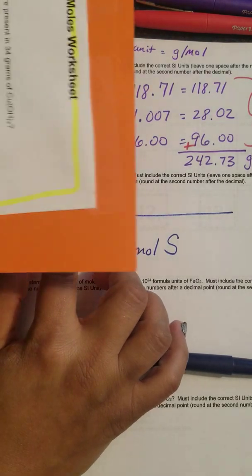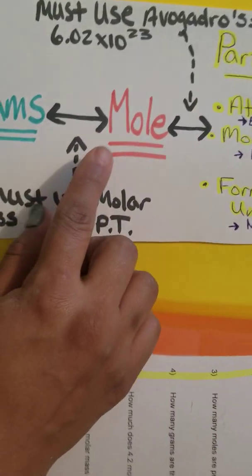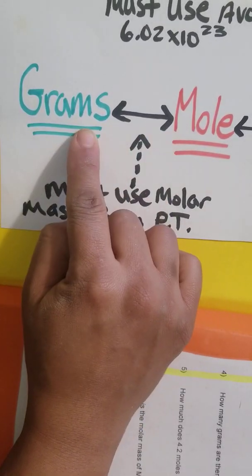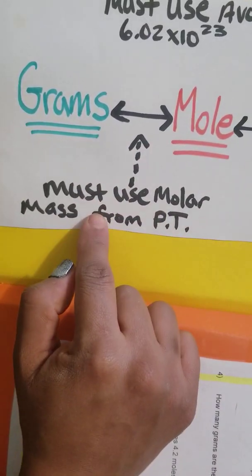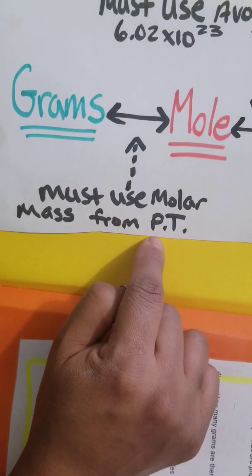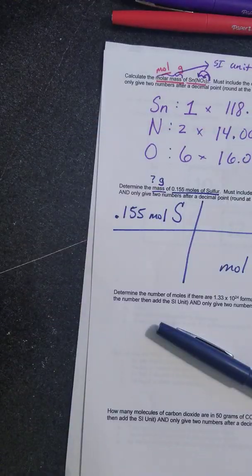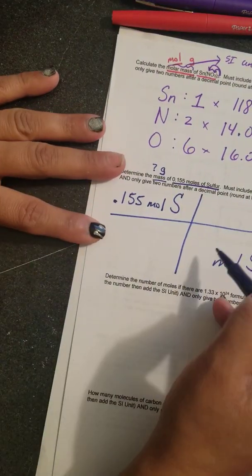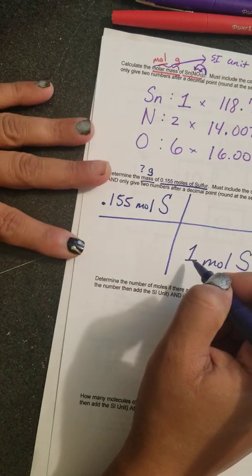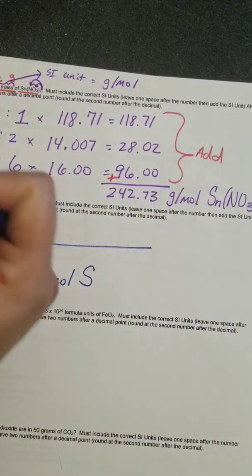I'm starting off at moles, and where am I going to? I'm going to grams. That means I'm starting off at moles right here, and I'm moving one step to grams. If I move this step, I must use the molar mass from the periodic table. Okay? So I need to use the periodic table when I move this direction. Alrighty? So let's go ahead, and we know that 1 mole is equivalent to, well, what is sulfur on the periodic table? I'm going to come over here. I'm going to write this down.